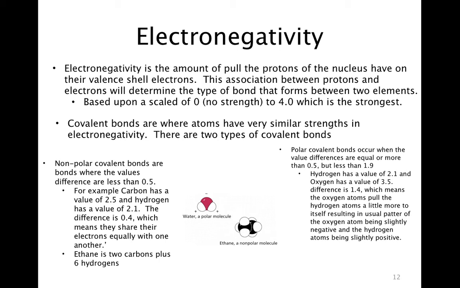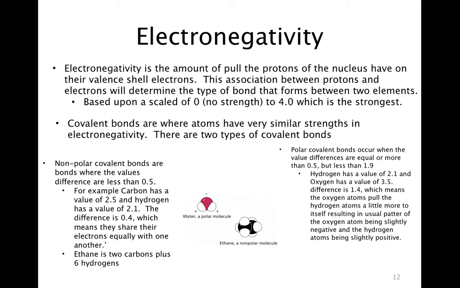A polar covalent bond is when the value differences are between 0.5 and less than 1.9. So hydrogen has a value of 2.1, like we stated earlier. Oxygen, though, is a very strong element. It has a value of 3.5. So the difference is 1.4, which means the oxygen atom tends to pull the electrons a little more towards it, and the hydrogens are left without electrons for the majority of the time. So the hydrogens are slightly positive, the oxygen is slightly negative. So it creates what we call polarity.